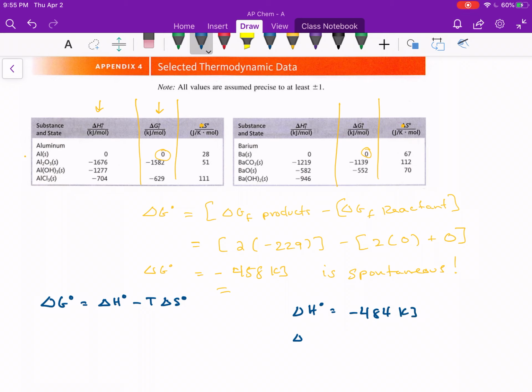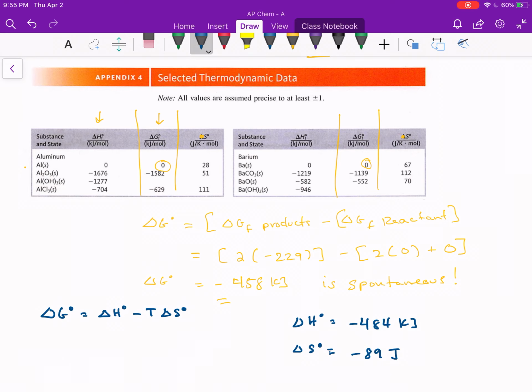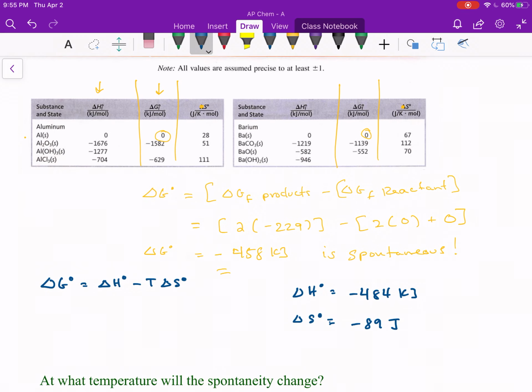And I could also figure out delta S for this reaction, and delta S for this reaction is going to be negative 89 joules, which we would predict. We would predict a negative sign for delta S, since we're going from 3 moles of gas to 2 moles of gas. So we're going to predict that negative sign there. Notice one's in kilojoules and the other one's in joules, so I usually just convert delta S to negative 0.089 kilojoules.